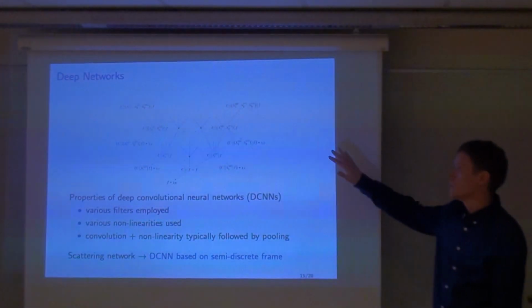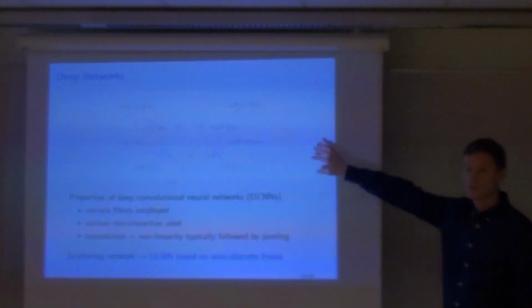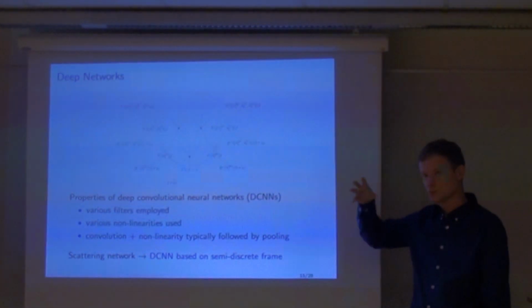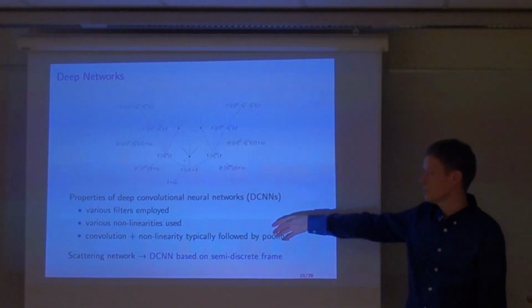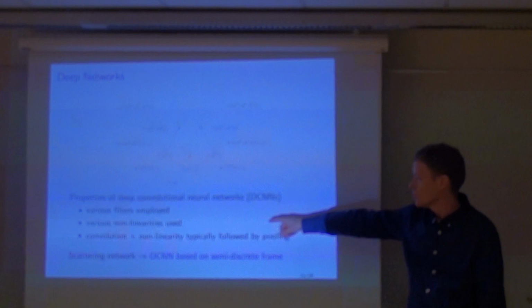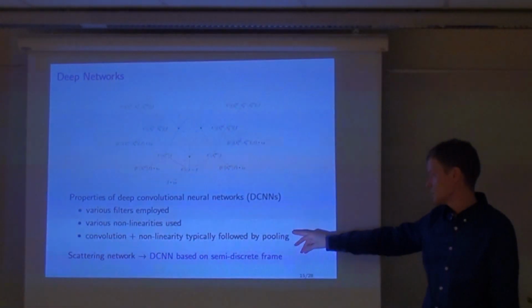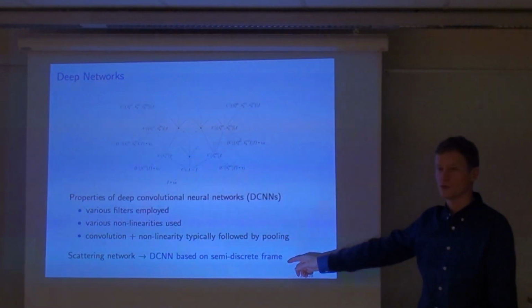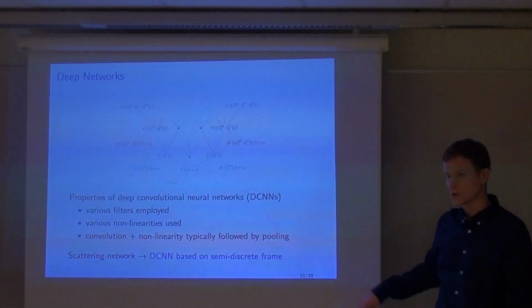So now I'm starting with the papers that I'm presenting. This is their observation about what's going on in a deep convolutional neural network: you have filtering, you have nonlinearity, you have pooling. So let's do this based on a semi-discrete frame then. That's where we're starting now.